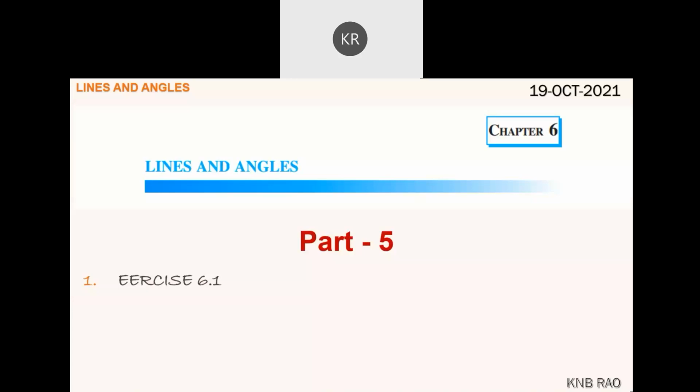Exercise 6.1. We are going to solve the questions based on axioms 6.1 and 6.2, which are called the linear pair axioms, using theorem 6.1, which is again a theorem related to vertically opposite angles when two lines intersect. So let's start.